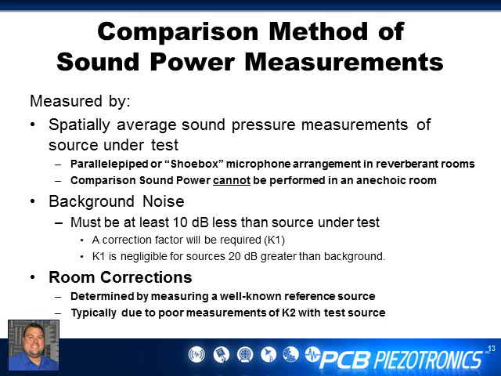The room corrections are the big change here. Comparison sound power can't be done in an anechoic room, nor do you really need to. In an anechoic room, your room parameters are pretty straightforward to measure.